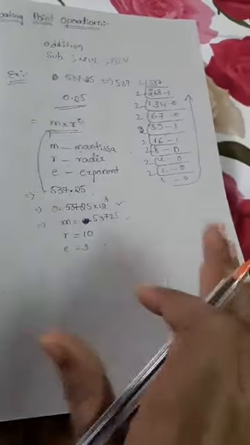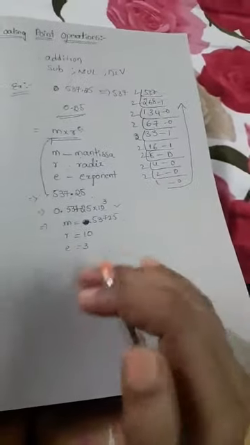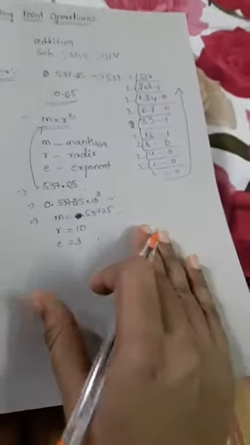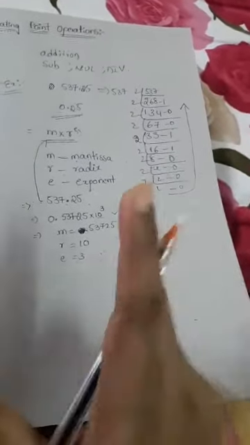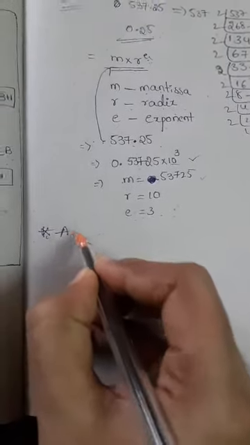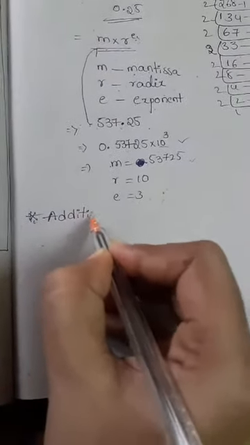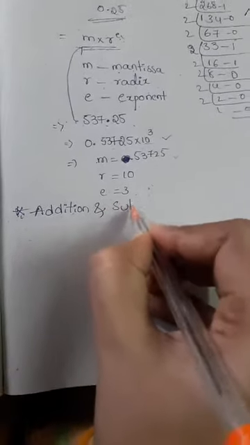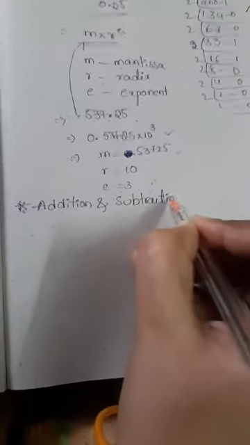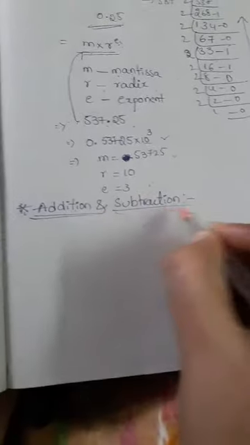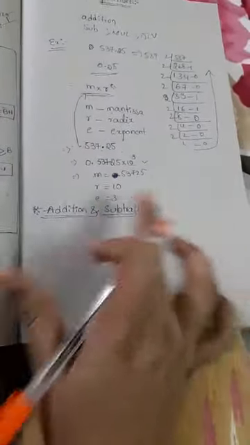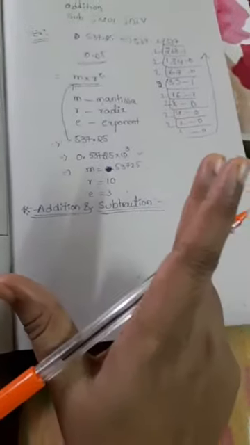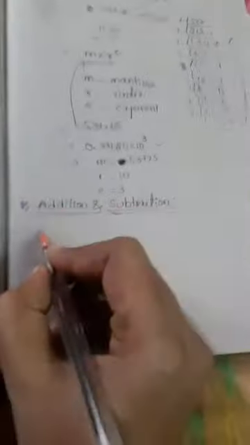Now we will see how our computer adds two floating point numbers, that is, how the computer performs addition and subtraction operations between two floating point numbers. For that we have some rules.